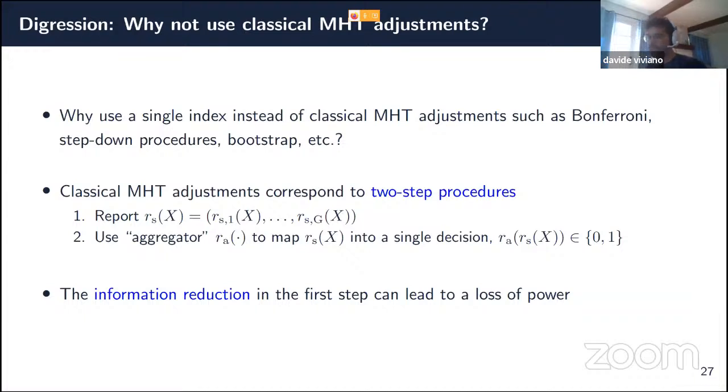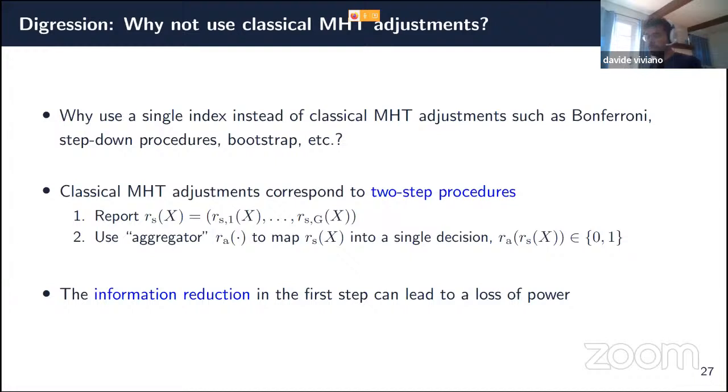All right, let me jump towards the end of the talk. So let me just make a statement of why, in our context, the indexing may be better than just running a multiple hypothesis testing adjustment, such as Bonferroni with multiple outcomes.